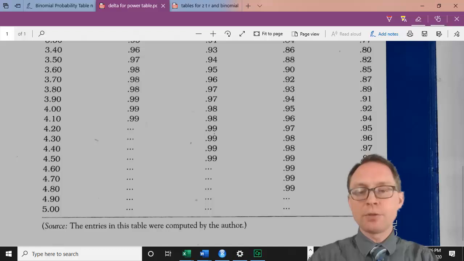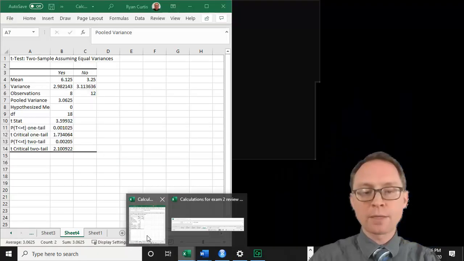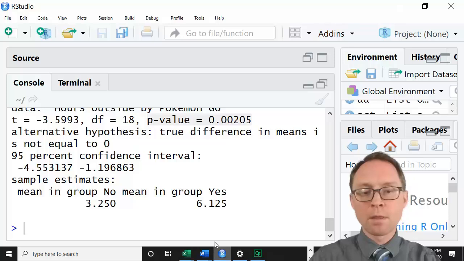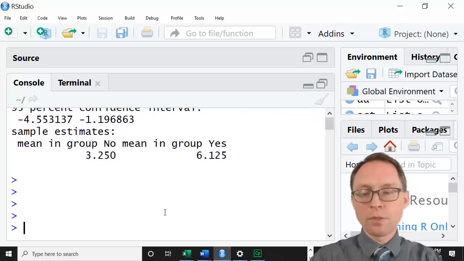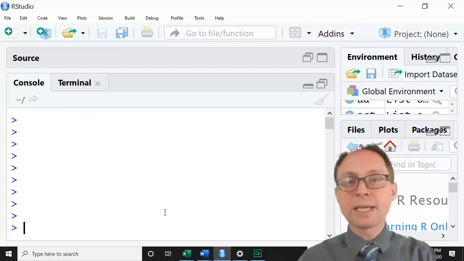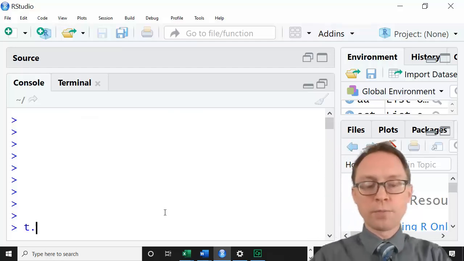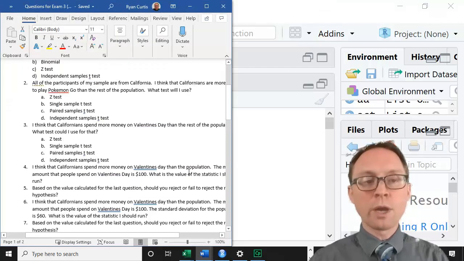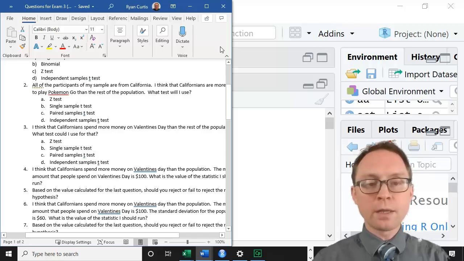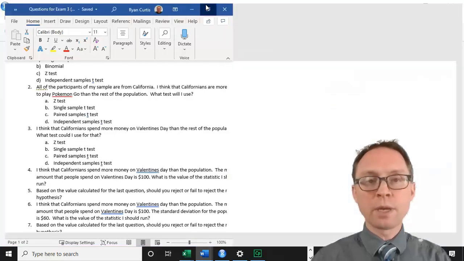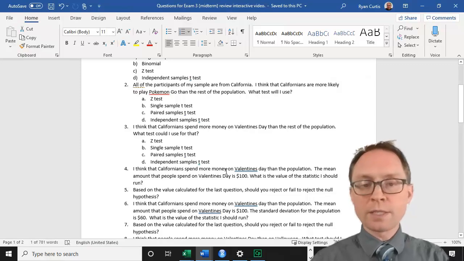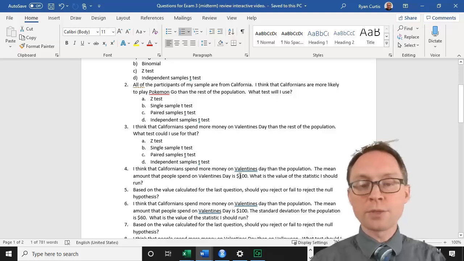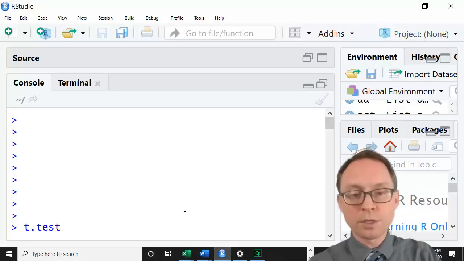This is how you're going to do a single sample t-test using RStudio. So go t.test. Now, if you remember, the question was, I think that Californians spend more money on Valentine's Day than the population. The mean that the population spends is $100. What statistic should I run? And the answer is a single sample t-test. And here is the answer to this one using RStudio.